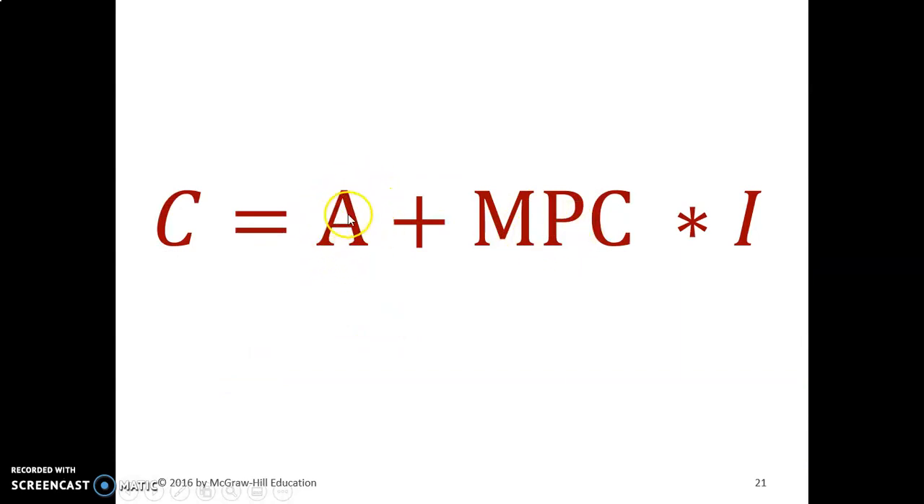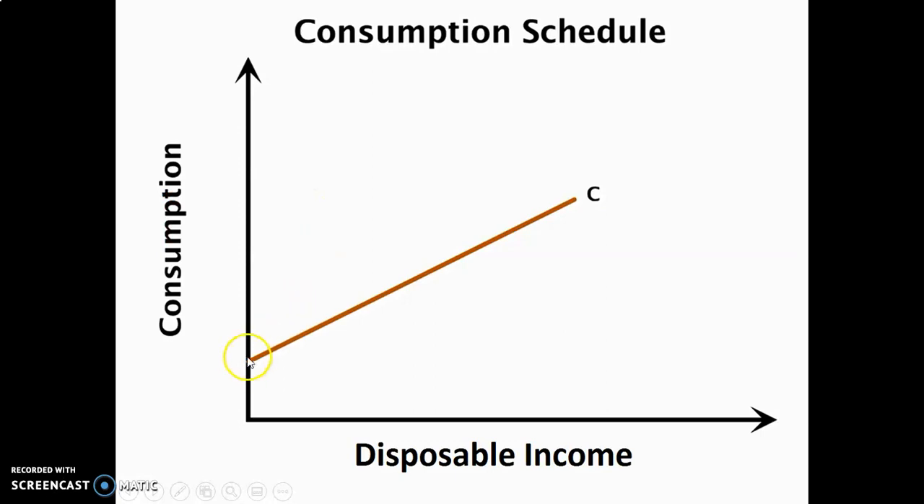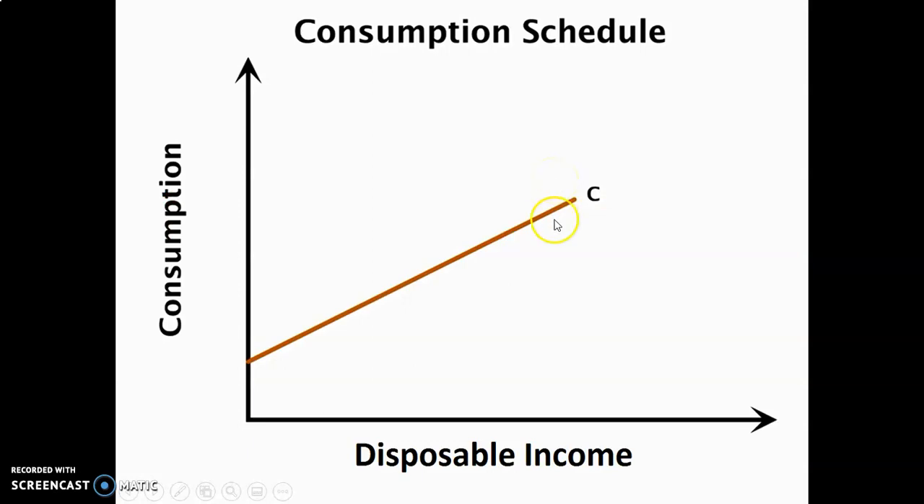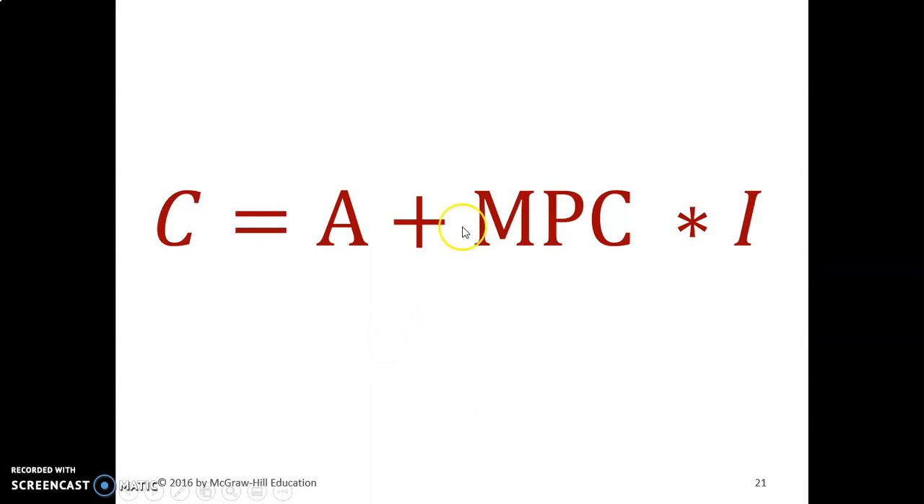In other words, this is the y-intercept, this is that a that we saw intersecting the line here, and this is the slope, the rise over run. The line goes up according to marginal propensity to consume. Remember, marginal propensity to consume is a ratio, like a slope. It's a rise over a run. It is a rise in consumption, change in consumption, divided by the run, the change in income. So MPC is the slope, and I, income, is the x variable here.